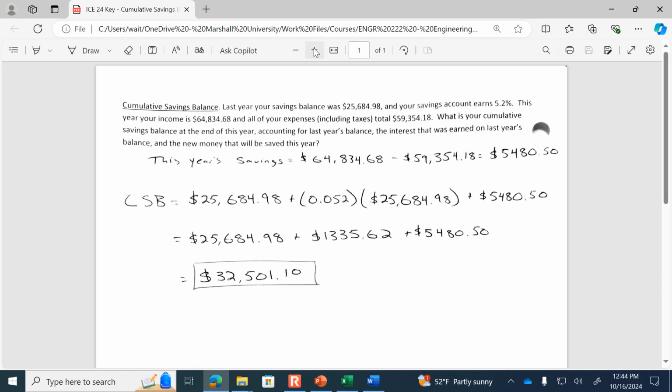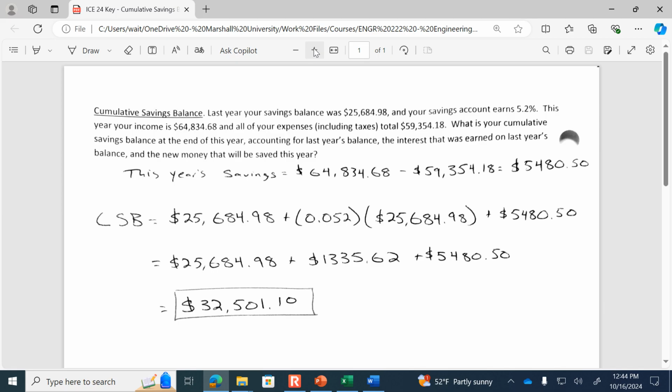This is the same thing you're going to do in the project. In the project, you're going to find out every year how much money you have saved. The amount of money you have at the end of the year is last year's savings balance, plus the interest that you made on last year's savings balance, plus the new money that comes in this year. The new money that came in this year is the difference between your income and your expenses. Ideally, you want to make those two as far apart as possible. You want to have big income and low expenses, and the net difference between the two is what you can save.